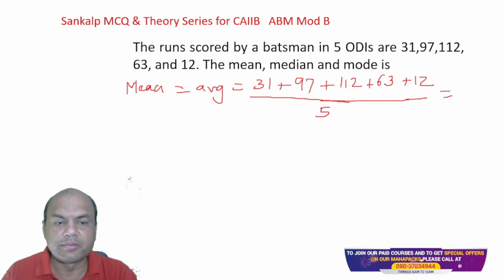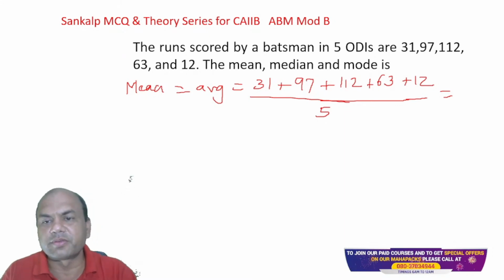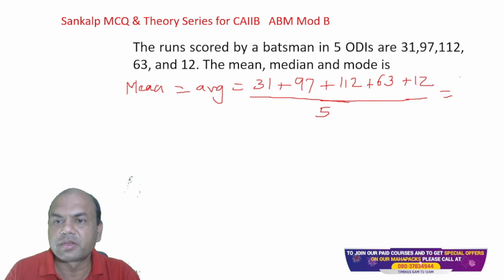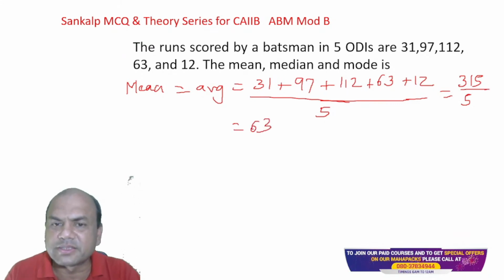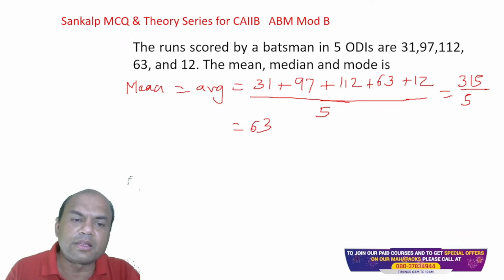31 plus 97 plus 112 plus 63 plus 12, right? So total is 315. 315 divided by 5. So it is what? 63. 63 is my mean, right? Mean is 63. Median. What about the median then?